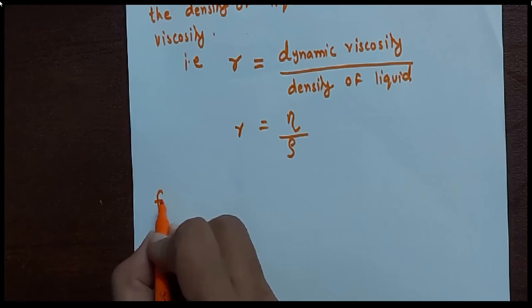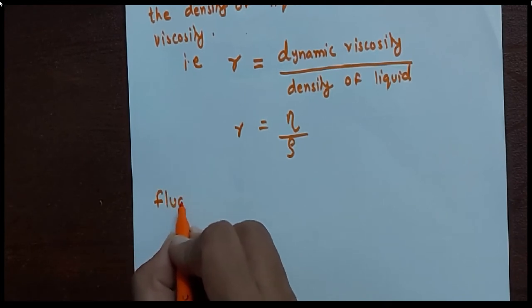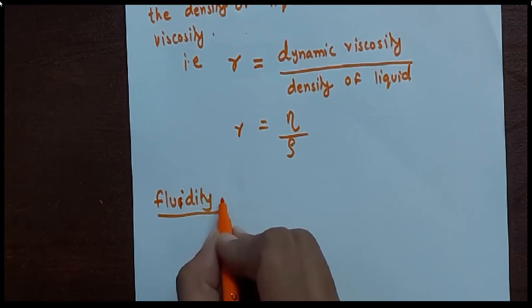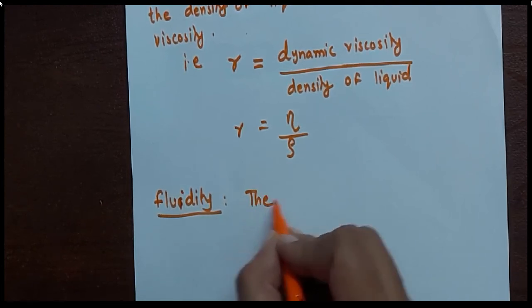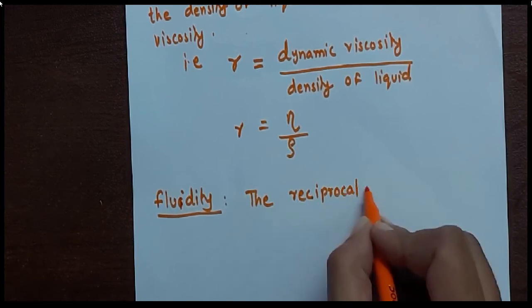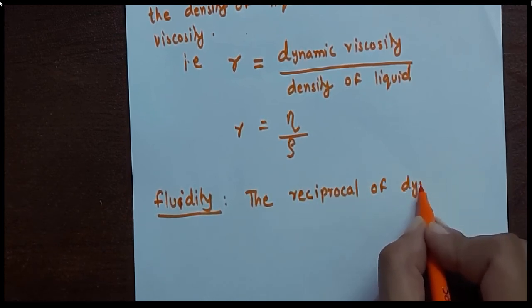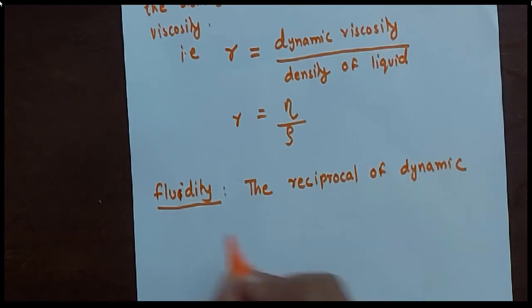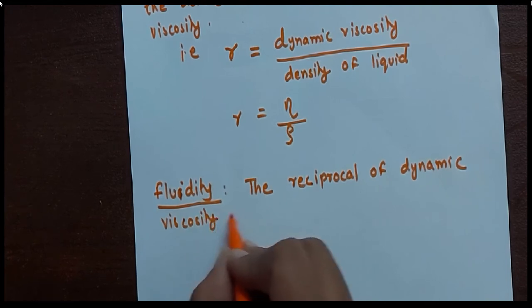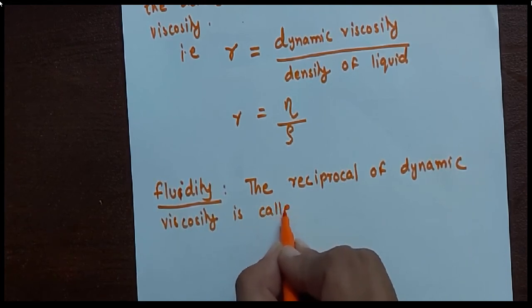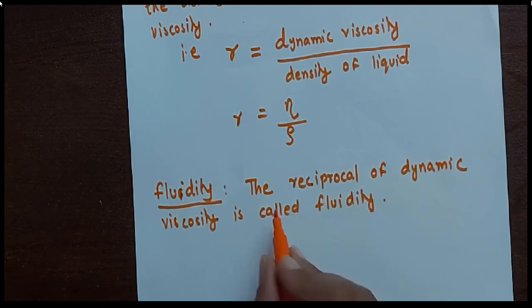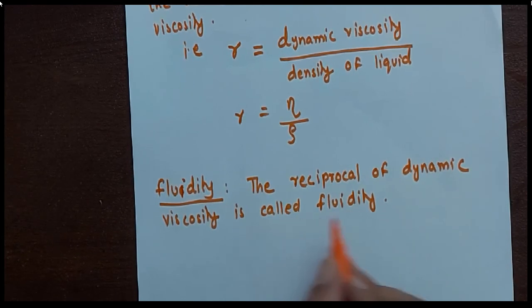Next definition is fluidity. Fluidity. The reciprocal of dynamic viscosity is called fluidity. The reciprocal of dynamic viscosity is called fluidity.